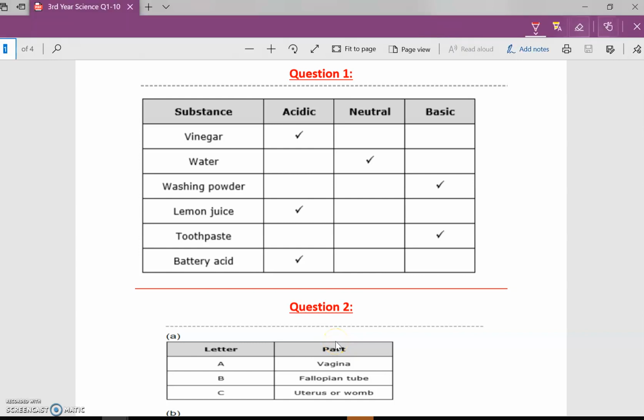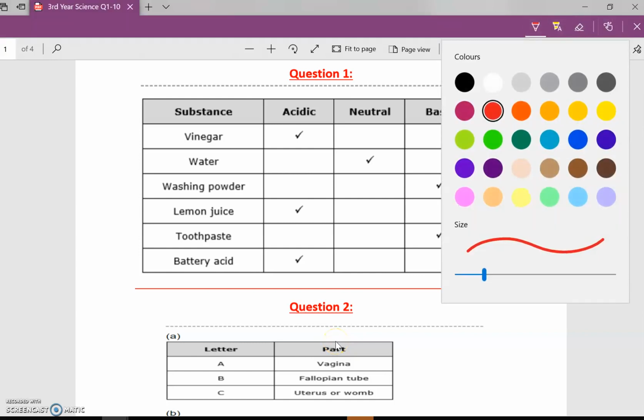Alright guys, just want to quickly run through the answers to the work that we had on, well, last week I suppose at this stage.